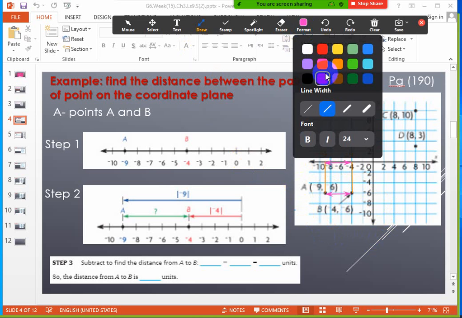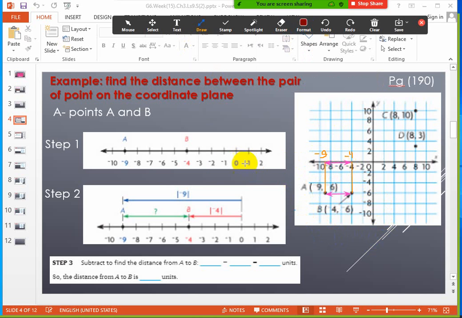Now, let's see. First thing, girls, you know that the x coordinate for B is -9. And this -9 means this is the distance from this point and 0 point on the x-axis. That means from this point and 0 point, okay? This is the x for what? For A. Sorry, for A.